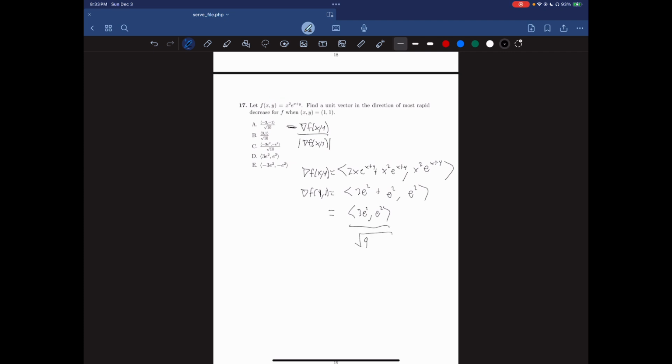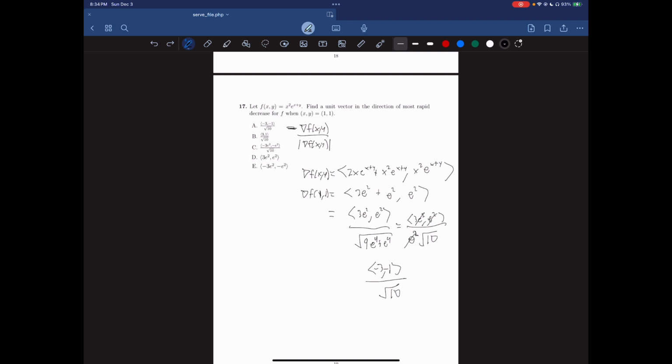So the norm is going to be, okay, we get 10e to the 4th. The root of that is just going to be e squared, but we need to keep the root 10. We can see that these actually drop. It's very nice. So we're going to get 3, 1 over root 10. And don't forget the negative signs finally. I just didn't include them until the end just to make it a little bit easier. So that should be our answer here, and it looks like A is our answer.